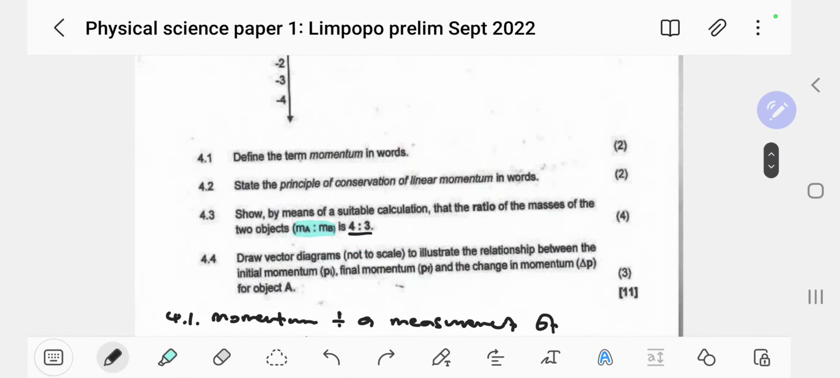Now we're told here, draw a vector diagram. I like this, man. Reminding me of my metric here now, where we did vector diagrams, not these free body diagrams of yours. Anyway, there's nothing wrong with them. Draw a vector diagram. Vector diagrams, not to scale. Okay, to illustrate the relationship between the initial momentum and the final momentum and the change in momentum of object A.